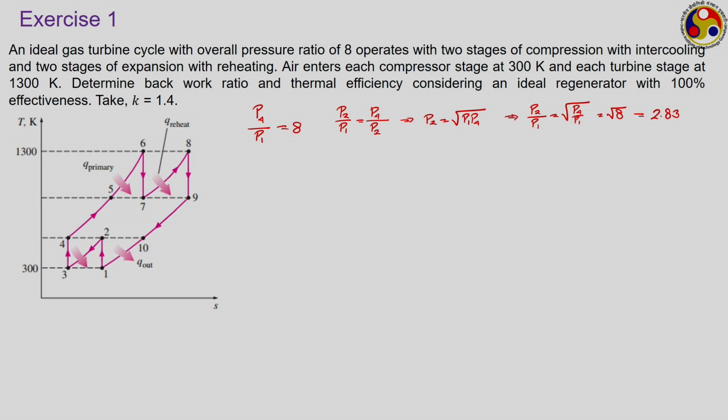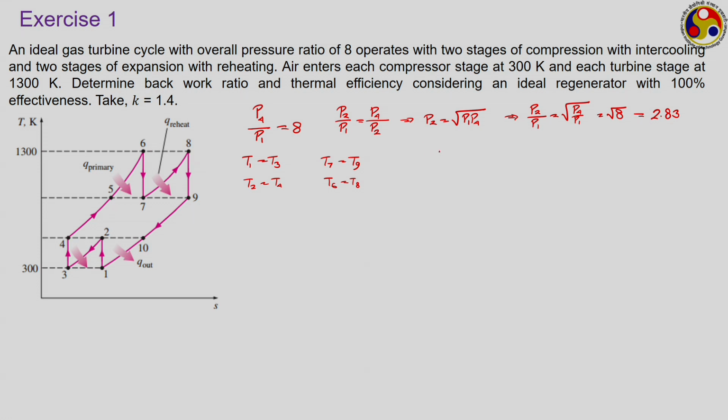Now, it is ideal intercooling. So, we have T1 equal to T3, T2 equal to T4. Similarly, we have ideal reheating, so that we can have T7 equal to T9 and T6 equal to T8. So, you have to calculate the temperatures. Now, there is no isentropic efficiency, so it is quite straightforward. Then we have information given as T1 and T3 equal to 300 Kelvin and T6 and T8 equal to 1300 Kelvin.